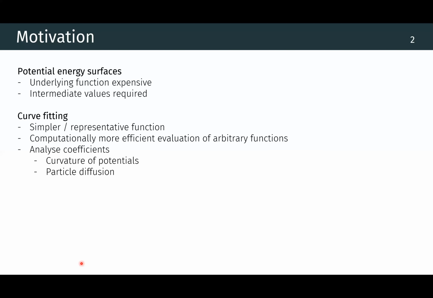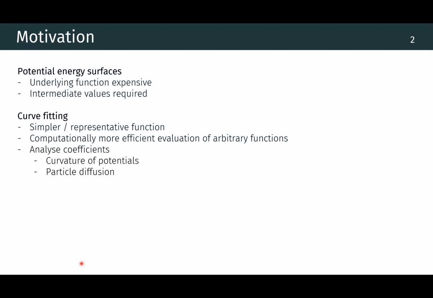And the beauty of this approach is that it allows you to look at the actual coefficients, what they mean and what they tell you. So often individual coefficients of curve fitting actually explain something, have a physical or chemical meaning that you can connect to. So the curvature of potentials is related to the force constant, and hence gives you vibrational frequencies.